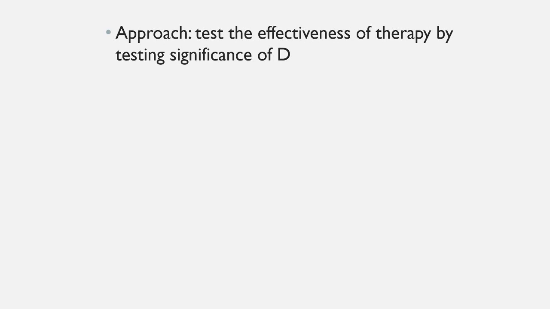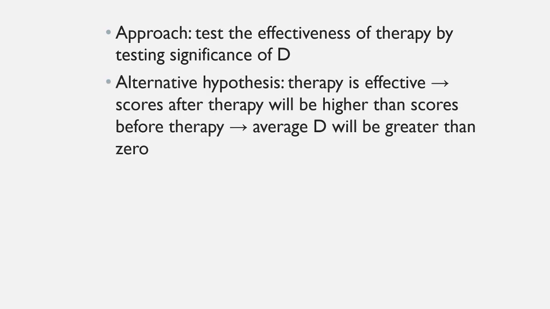So the general approach is going to be testing the effectiveness of this therapy by creating an analysis that summarizes the magnitude of those difference scores. In this case, the alternative hypothesis is that the therapy is effective and you're going to see higher scores in the after therapy evaluations that were taken. So your hypothesis is that the average difference score is going to be greater than 0.